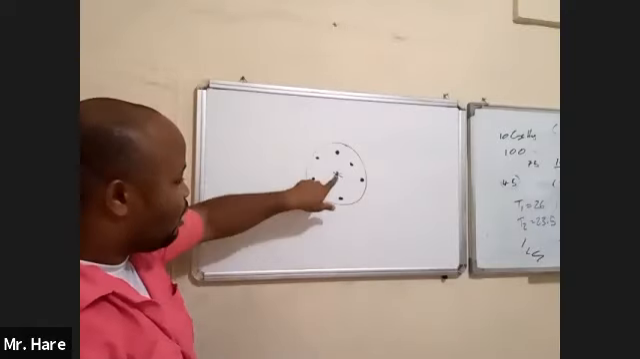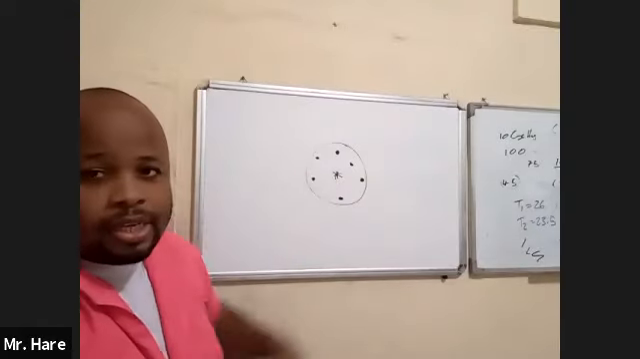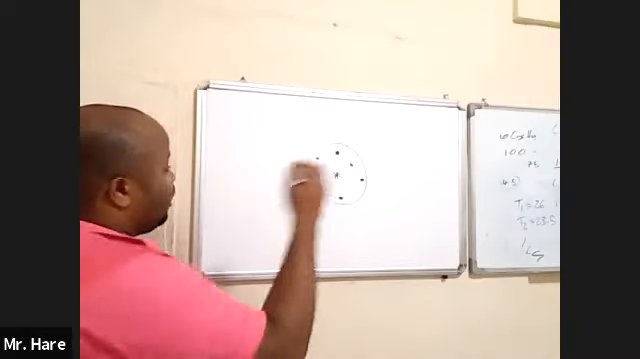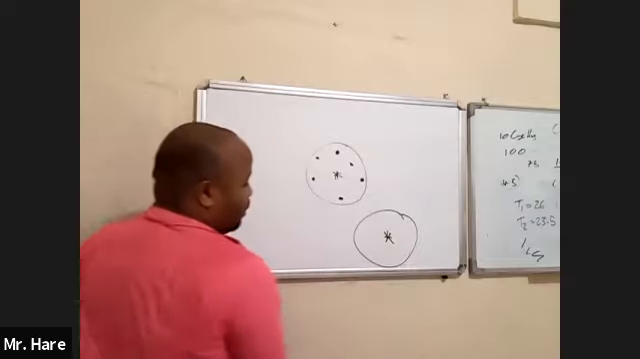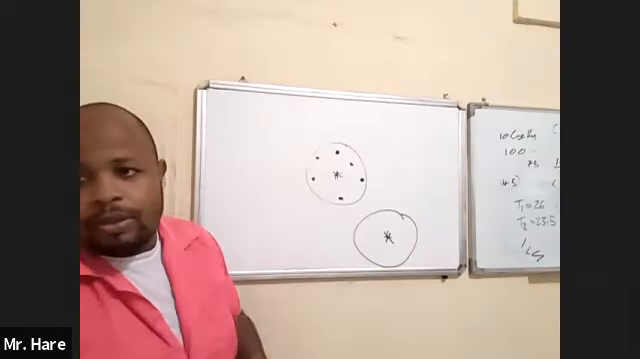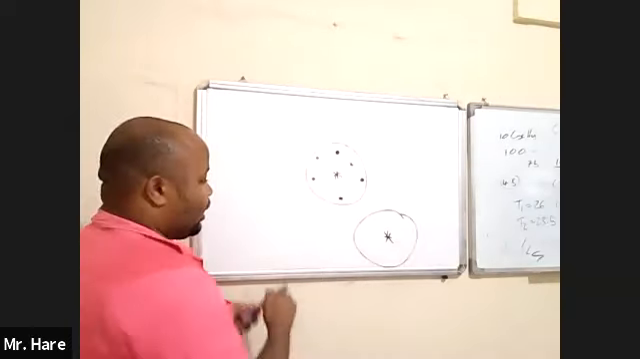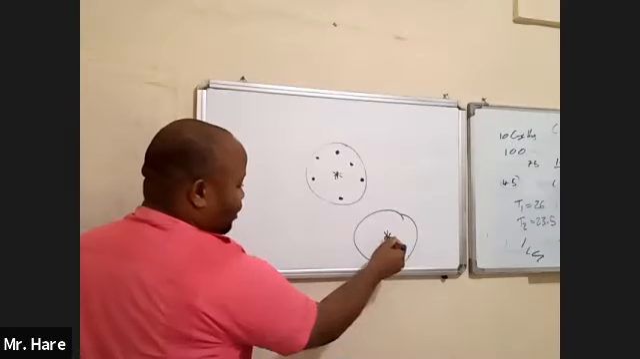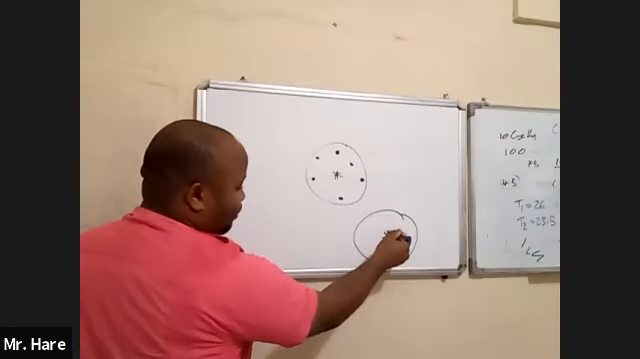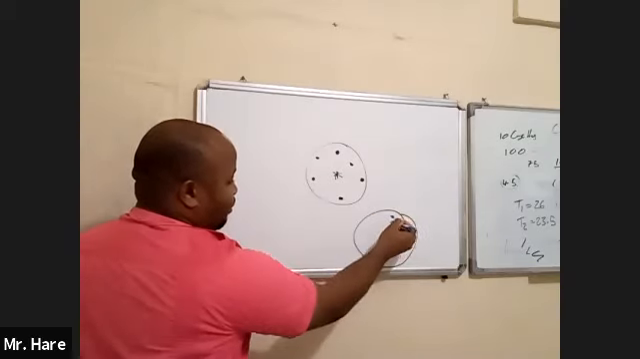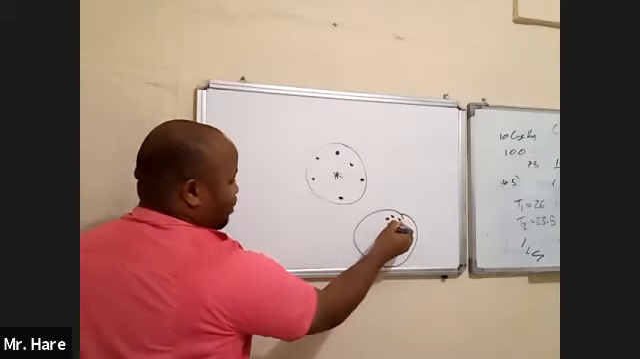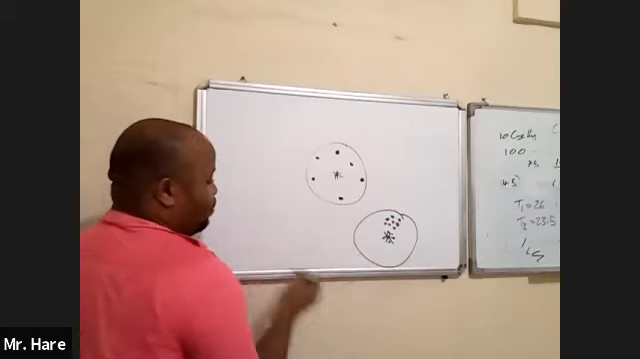The points are not close to the target, so it cannot be accurate. If it was accurate, this is the target, so the points would be hitting the target, right? That is accurate. If the points are out here, right? So let's compare the two.